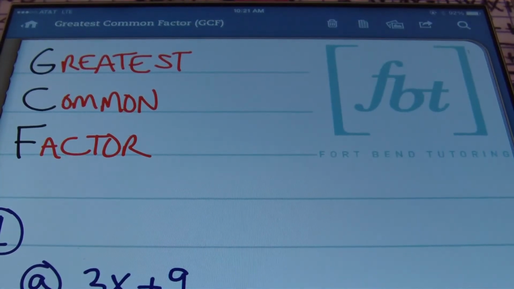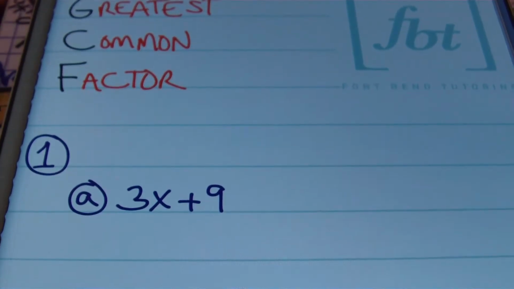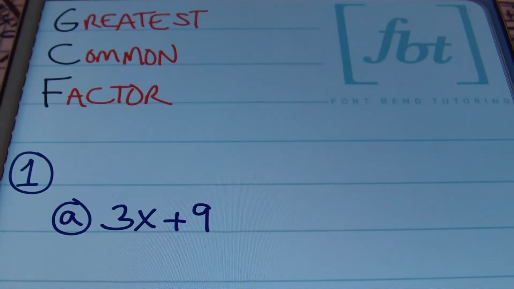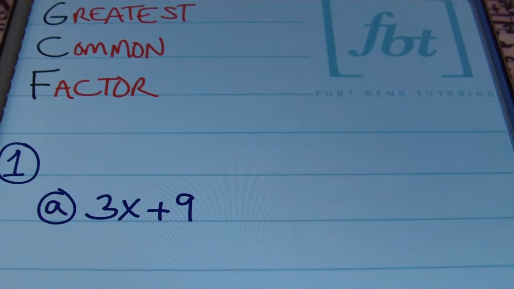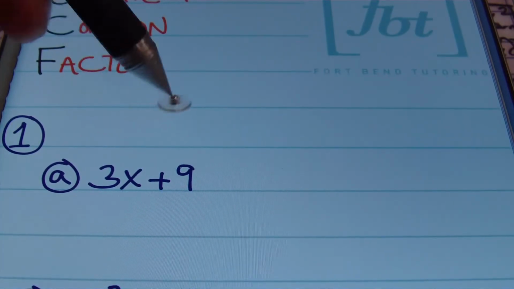So the greatest common factor, the GCF, ladies and gentlemen, is simply requesting the following. They're asking, what do these terms have in common? That's it. That's all they want. Once you have that, you can factor it out, okay? So what we'll be doing in this lesson is finding the GCF and also factoring it out. So two parts. So in problem 1a here, I have 3x plus 9.